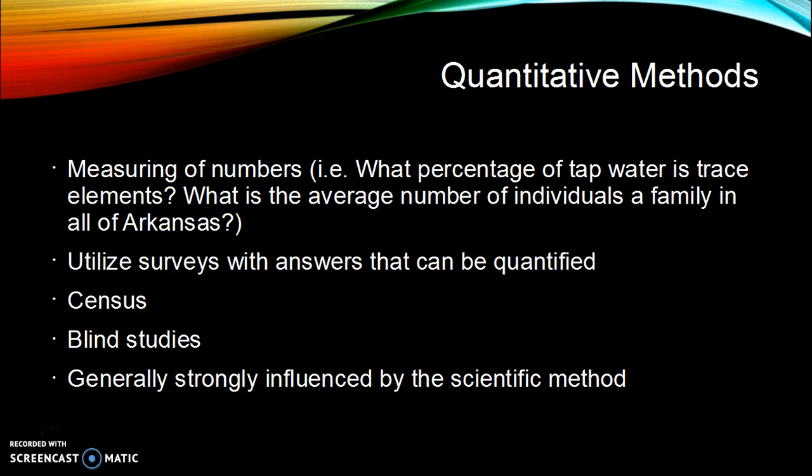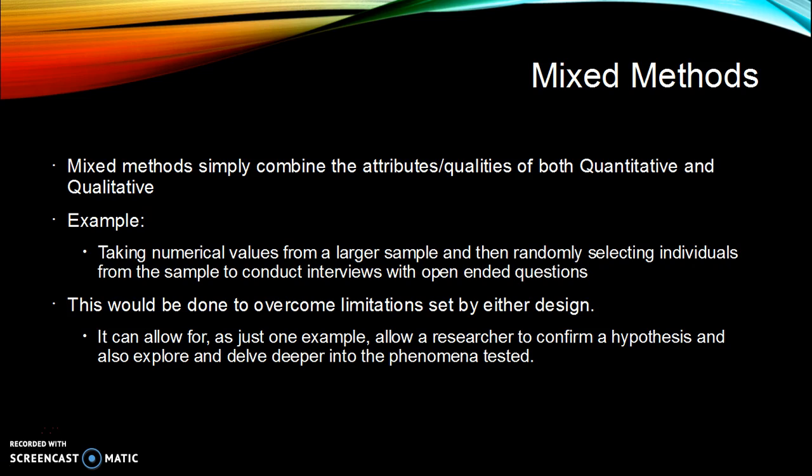Quantitative methods are usually measuring of numbers, i.e. what percentage of tap water is trace elements, what is the average number of individuals in a family in all of Arkansas. They utilize surveys with answers that can be quantified. Examples of this could be like a census or a blind study like they do in medical research. They're generally strongly influenced by the scientific method.